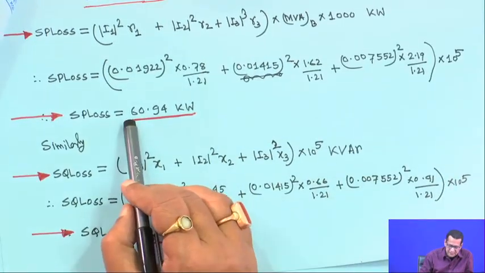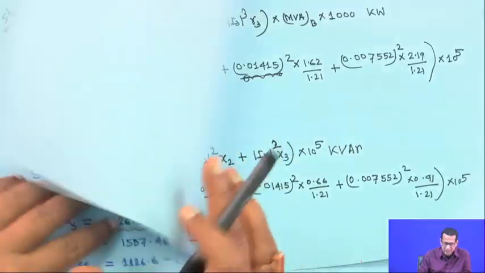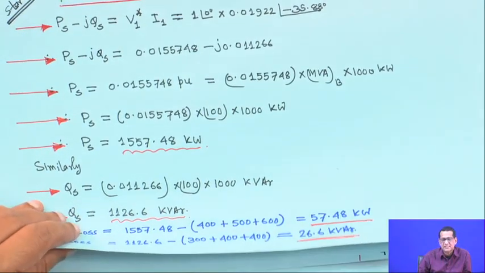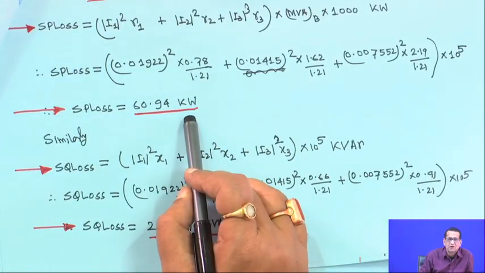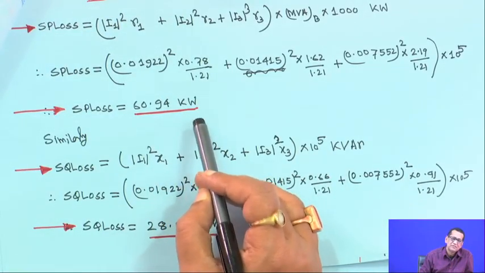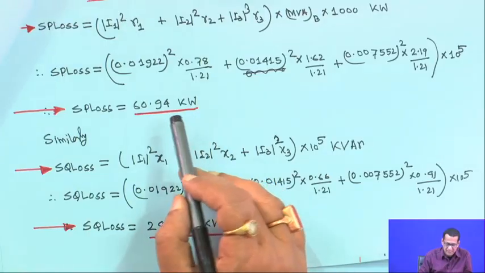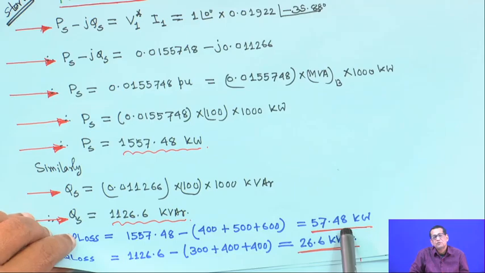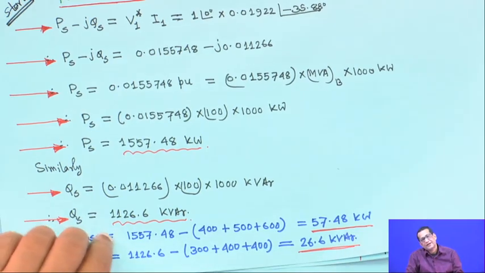Therefore, the total power loss here is coming 60.94 kilowatt, but earlier it was 57.48 kilowatt. What is this difference? It is because the solution has not yet converged. When you take another one or two iterations, the solution will converge, and you will find that calculating the loss this way or that way, both will be identical.